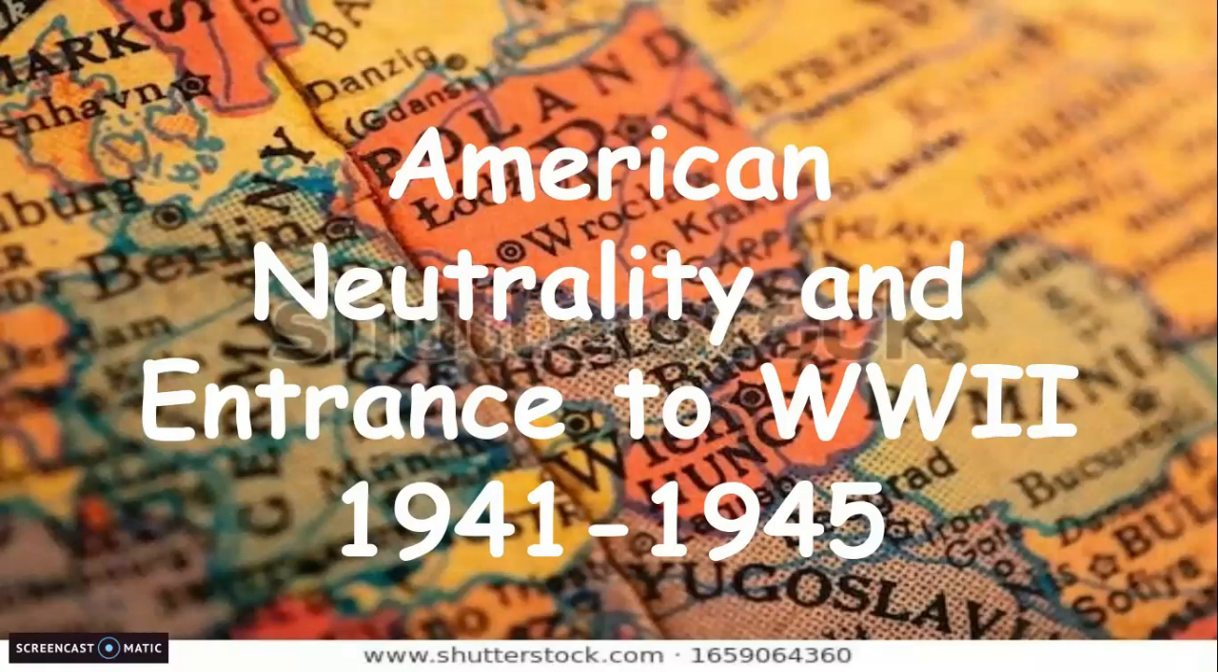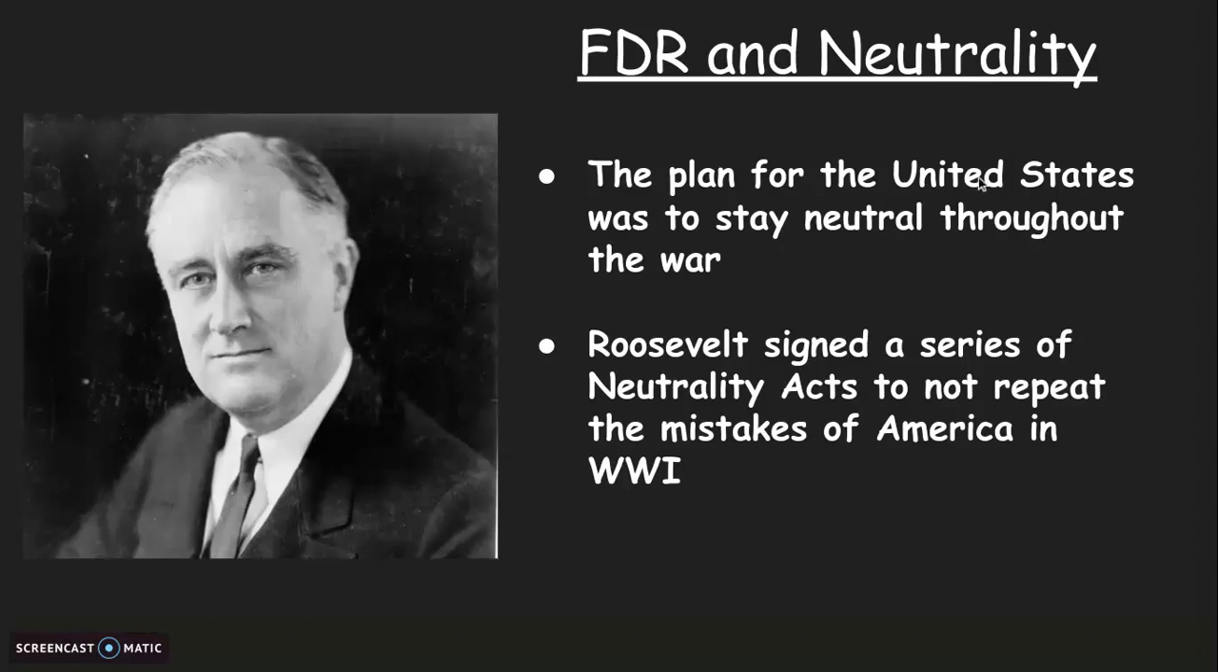Today we're going to be covering American neutrality and its entrance into World War II in 1941. All right, so Roosevelt, as you know, is president, and one important thing is that Roosevelt wants to stay neutral. The plan for the United States throughout this whole war was to stay neutral. We thought that we could make the most amount of money this way.